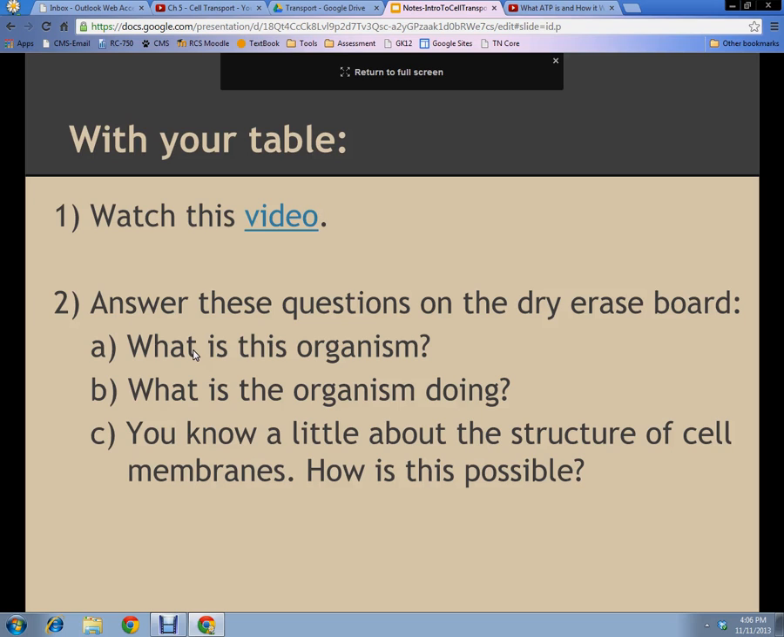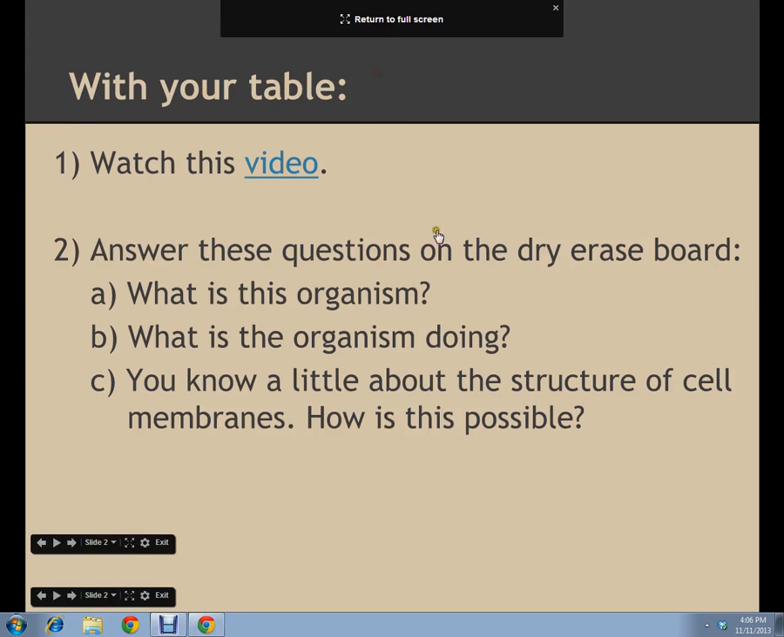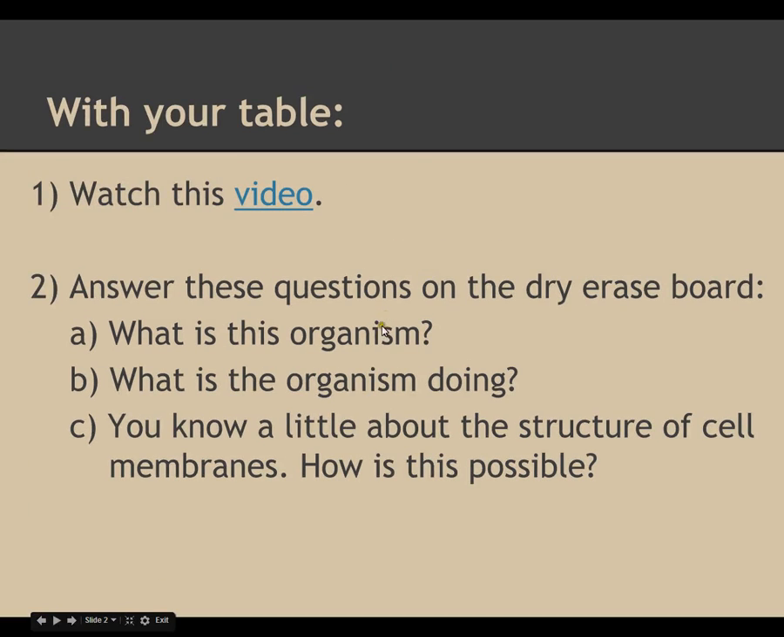So thinking about the structure of the cell membrane. This is letter C. You know that the cell membrane is the fluid mosaic model. So those phospholipids that make up the cell membrane aren't exactly attached to each other. So just take a minute and think about how it might be possible for the amoeba to do that. It's pretty cool.